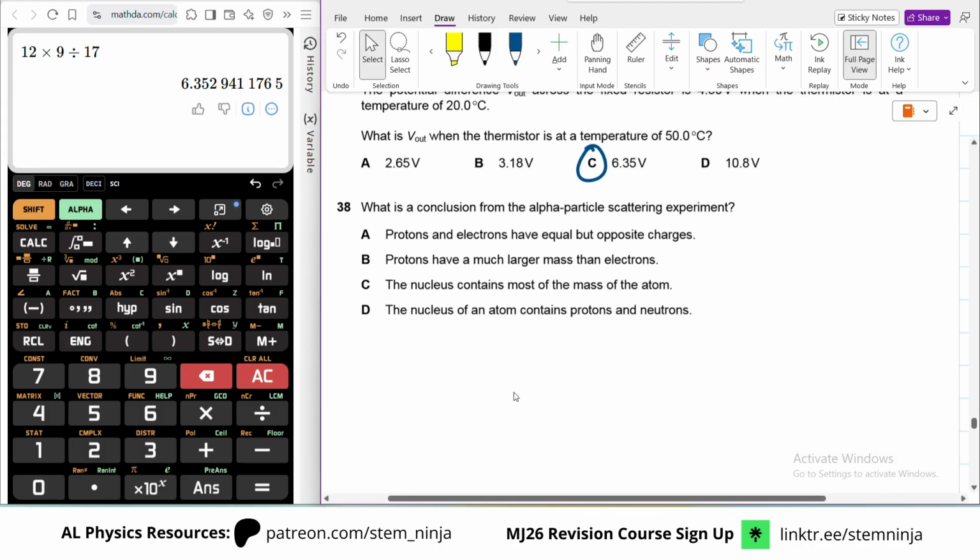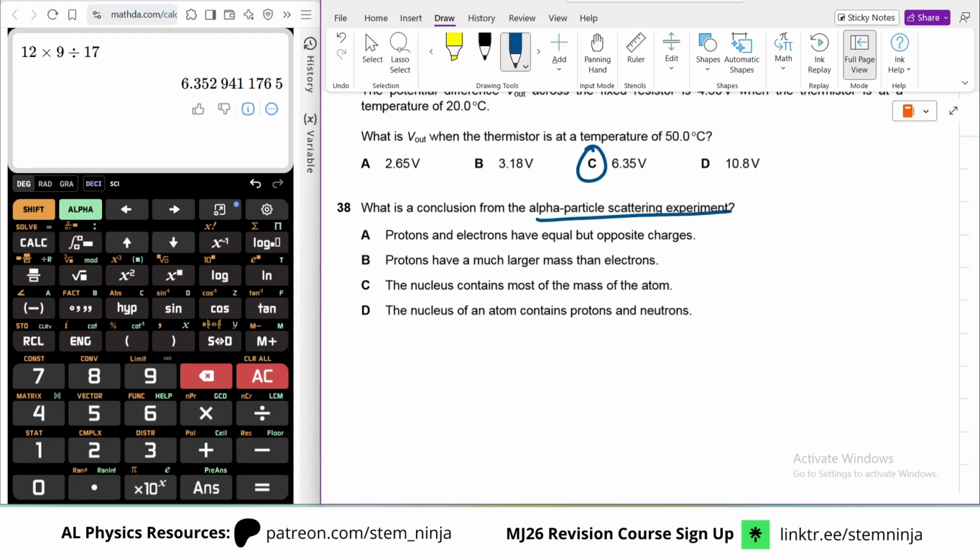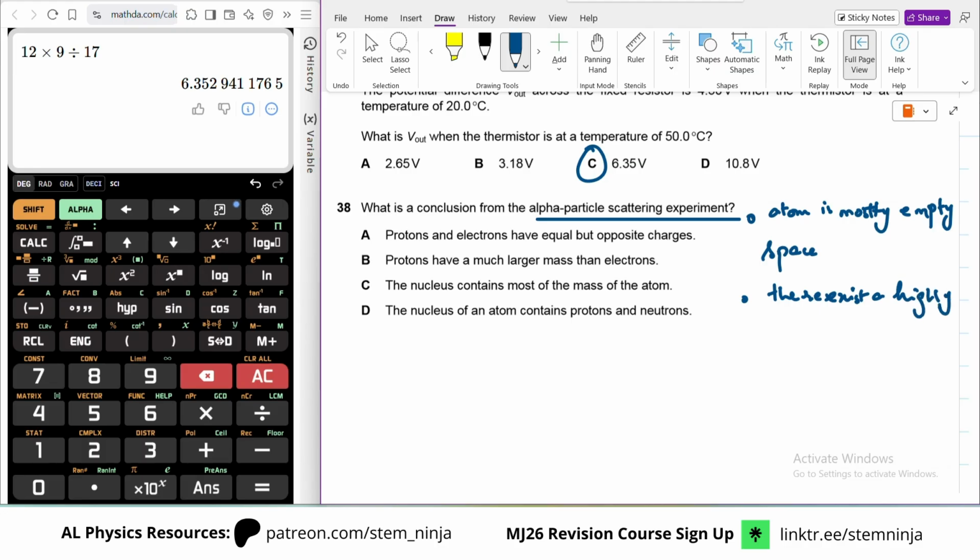What is the conclusion from the alpha particle scattering experiment? So there are two conclusions: that the atom is mostly empty space, and there exists a highly concentrated, positively charged mass at the center.